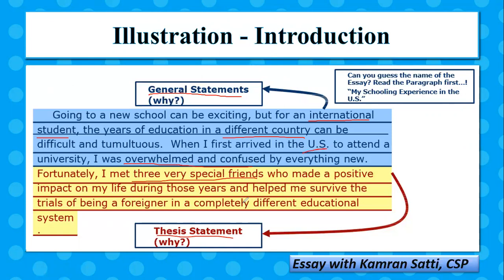Now, assuming that you have read this, let me tell you first that the text highlighted in blue is general statements of the introduction. And the text highlighted in yellow is the thesis statement for introductory paragraph. Okay. Now let's suppose the topic of our essay is my schooling experience in the US. Now, of course, this sort of topic can't be expected in CSS, but just to clarify the concept, okay, you have to focus on the concept here. My schooling experience in the US.